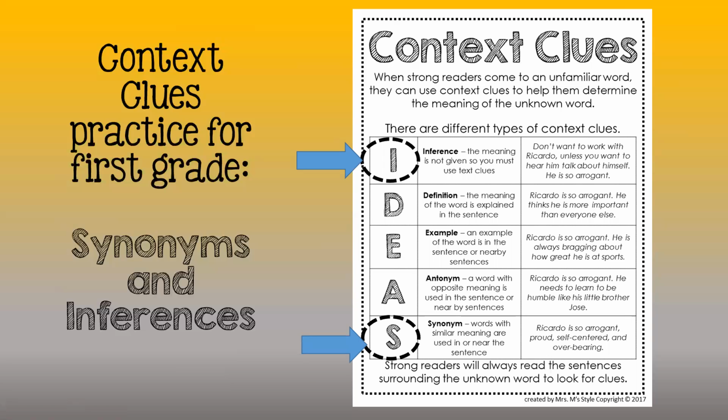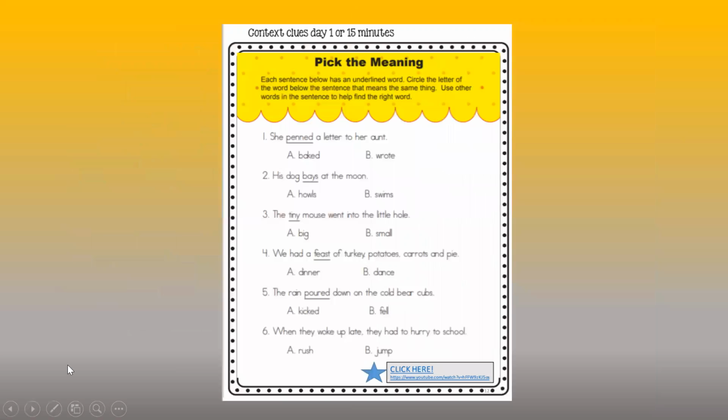Synonyms are words that have similar meanings, and sometimes they can be used close or near the word that you do not know. Synonyms also that we're going to use today can be in place of the unknown words, and the sentence will still mean the same. But no matter what, strong readers will always read the sentences surrounding the unknown word to be able to look for clues. And that's what a context clue is.